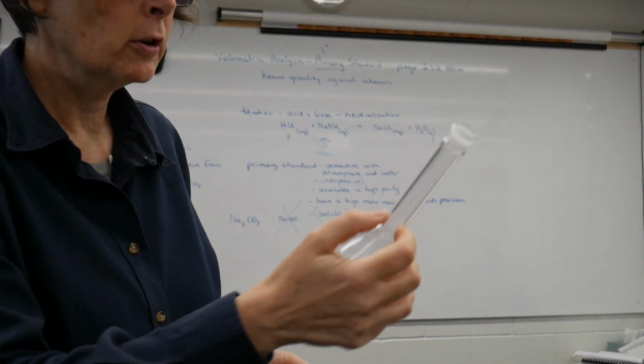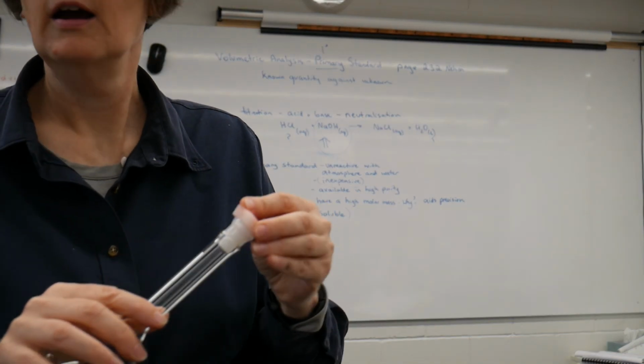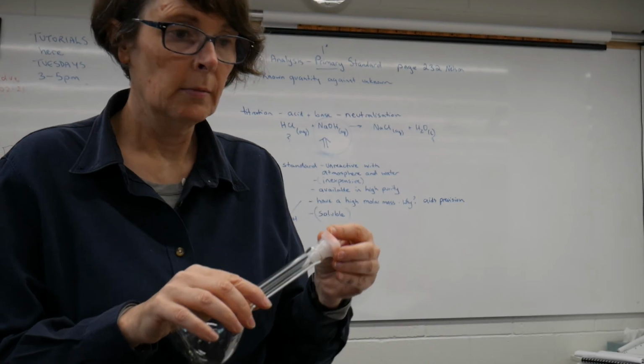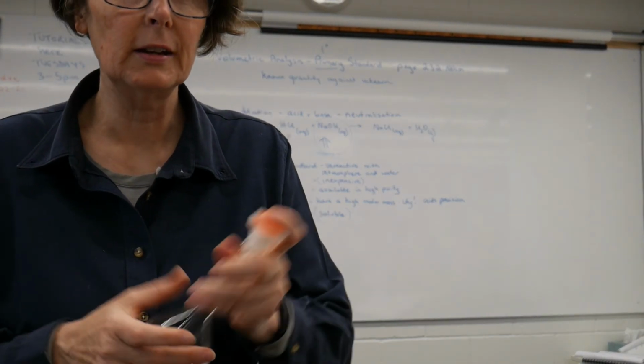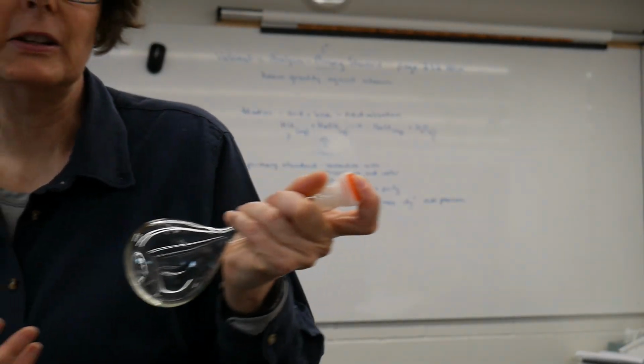When you're picking out your volumetric flask, grab a stopper as well, and they're different sized necks on the flask, so make sure that the stopper goes with the flask you've got, because when you stick that in and you start shaking it, it's not going to work so well if it doesn't fit.